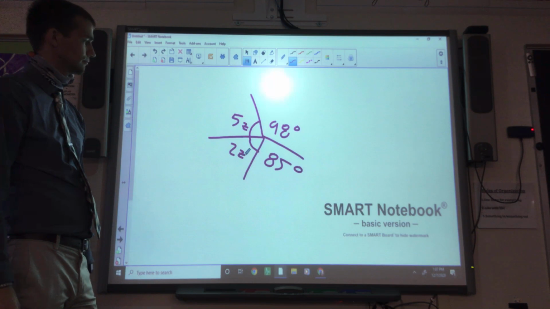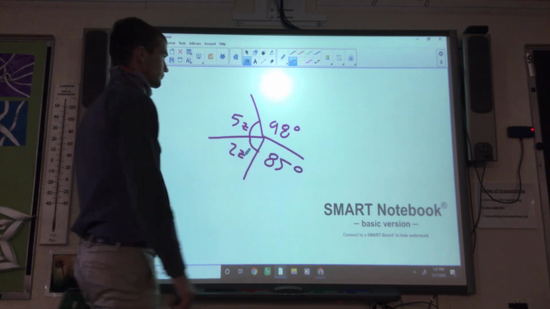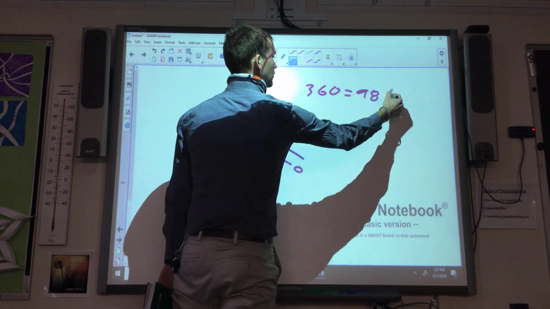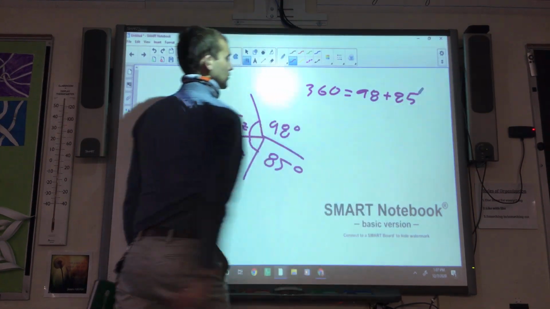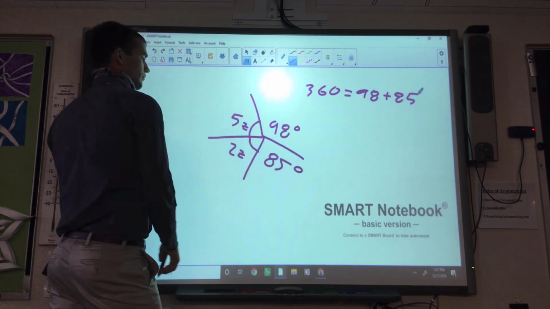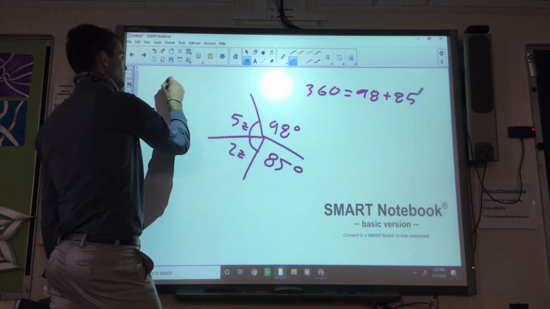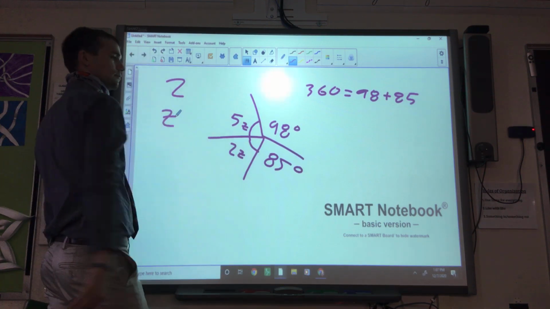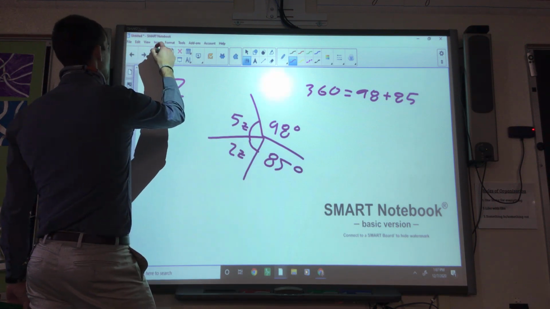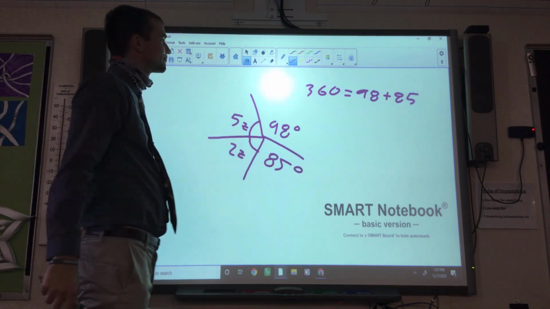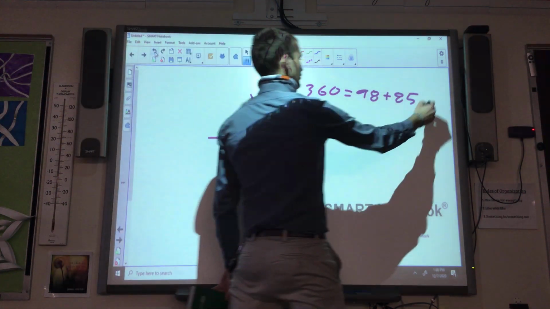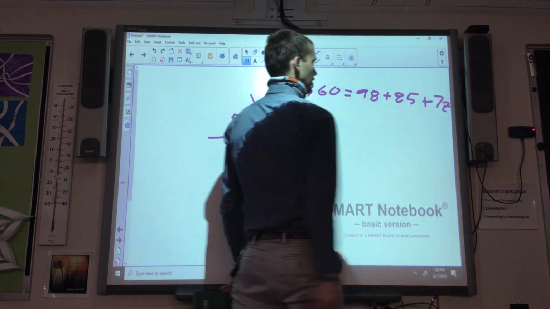So 360 equals 98 plus 85 plus 5z plus 2z. Remember, my 2's look like this, so I always make my z's with that, so that's how you tell the difference. I'm just going to say add 7z, because it's pretty easy to add those two together right away.